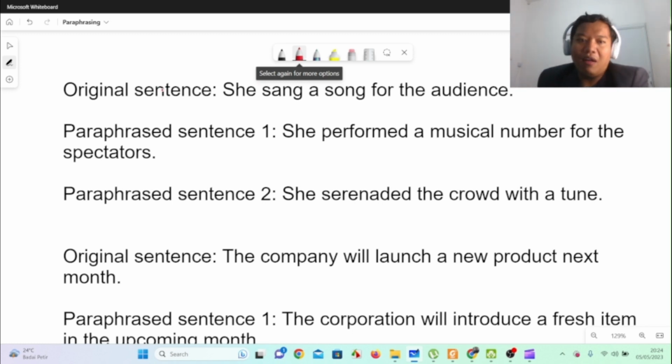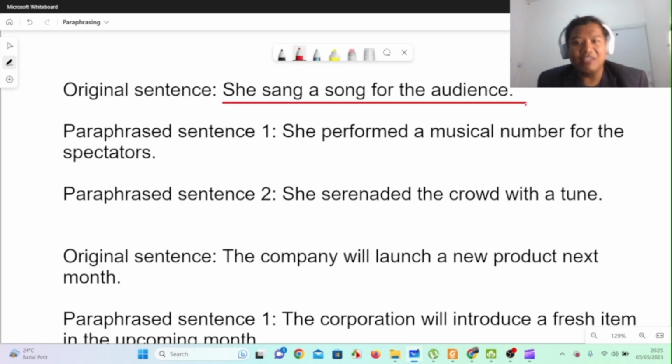So first sentence is: he sang a song for the audience. Now you guys can immediately see that this is an active sentence. It is a complete sentence. You have the subject, you have the verb, and then you have the complement. Right. So in that regard, when it comes to paraphrasing, there are different ways that you can do that.